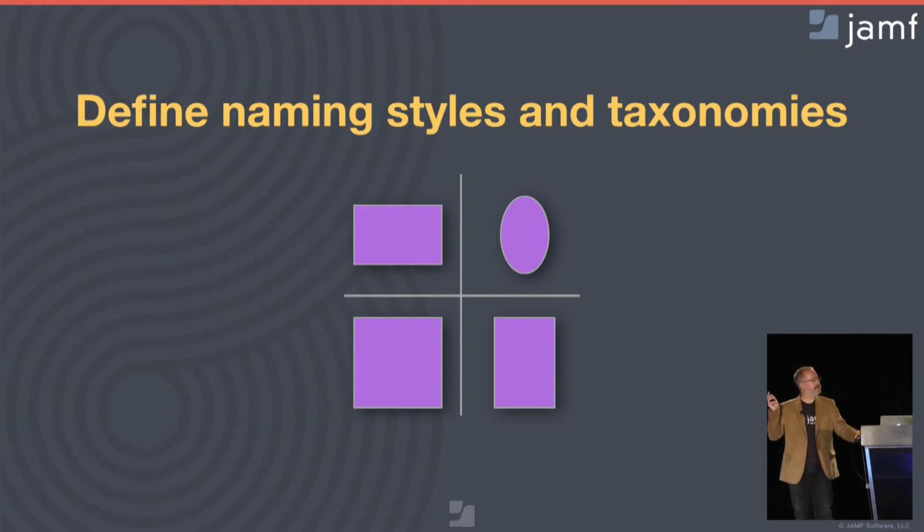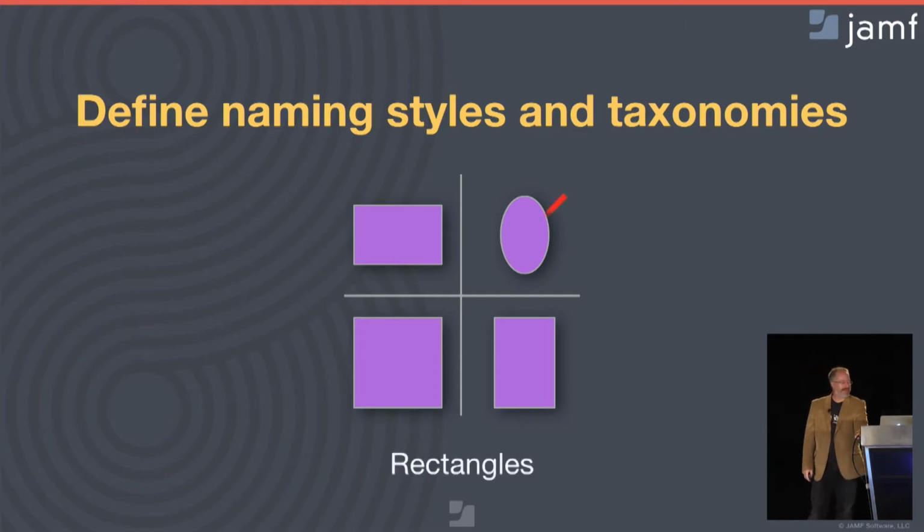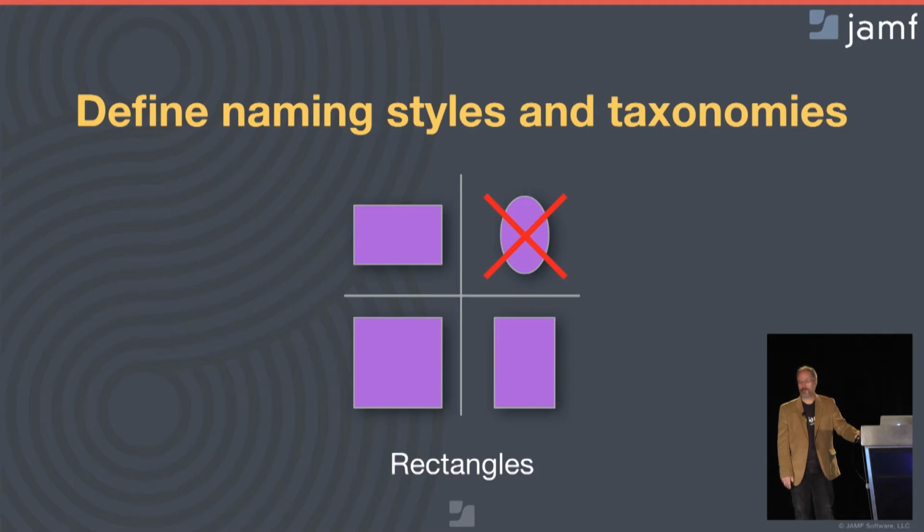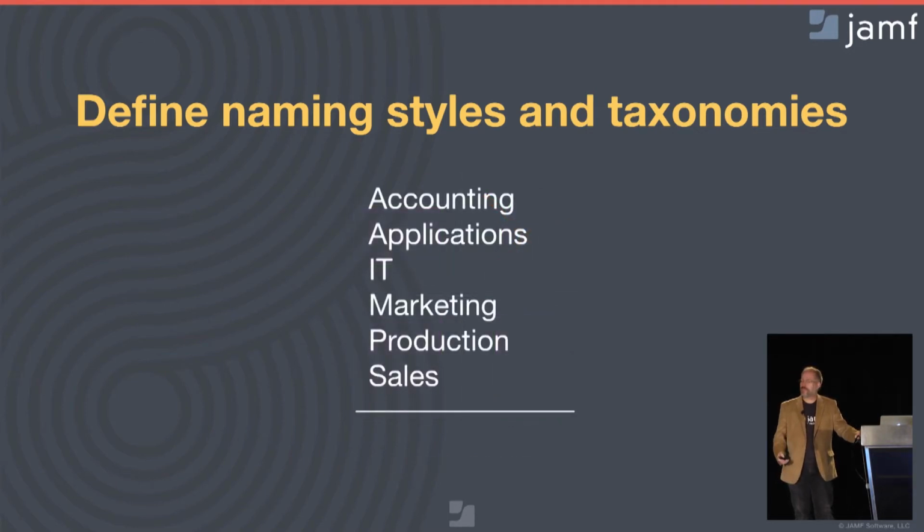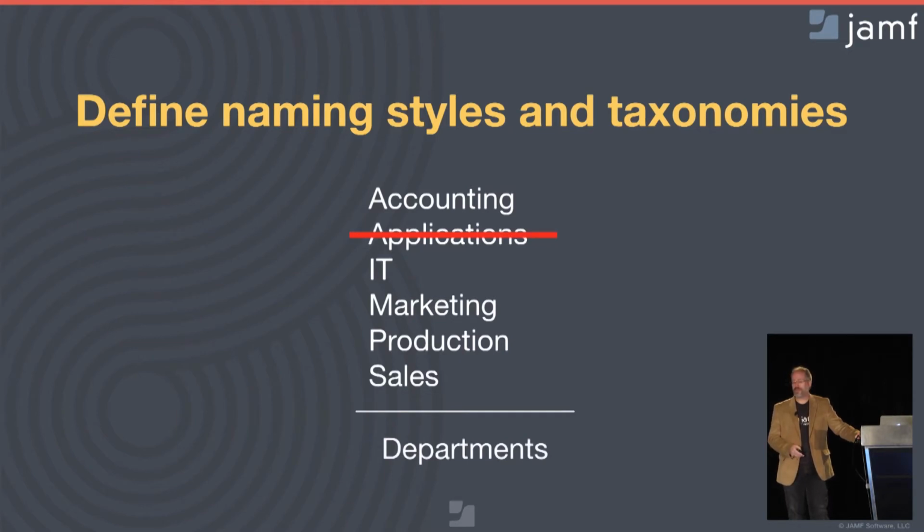Of these 4 objects, which one doesn't belong and why? Anyone? Yeah, that's a gimme. All right, we're comparing rectangles versus circular items. Pretty straightforward. Now, if I were to apply the same principle to this list of categories, what one doesn't belong and why? So we've got accounting, applications, IT, marketing, production, and sales. What doesn't belong? Absolutely right. Everything in this list is a department except for applications. It doesn't have anything to do with the rest of the items. Applications doesn't fit the taxonomy.